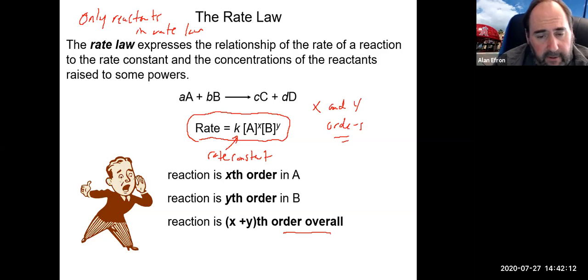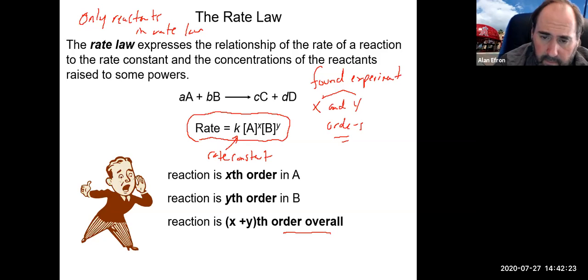Now, another important thing is x and y. These are found experimentally. They are not the coefficients in the balanced equation. At this point in this class, we've done a lot of things where we go through the equation and take the coefficients and they become the exponents, like what we do in equilibrium expressions. But this is the one place where the orders, the x and the y or the z or however many orders you have, are not taken directly from the coefficients.